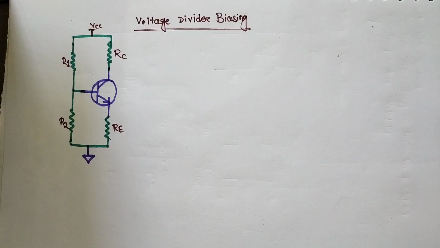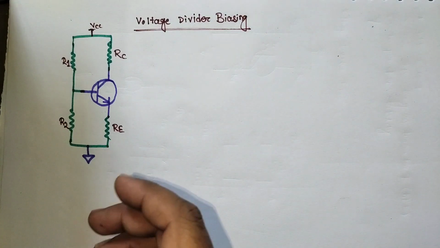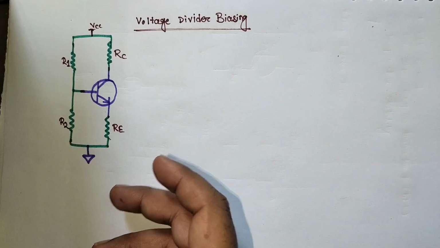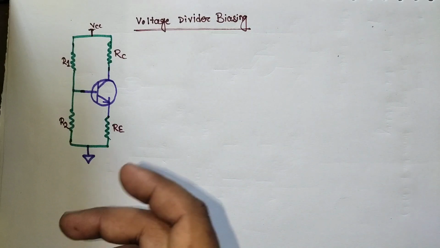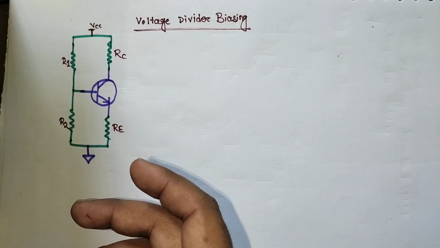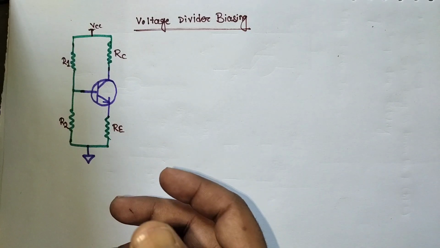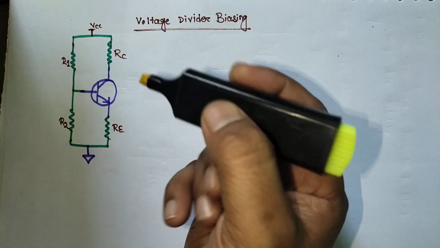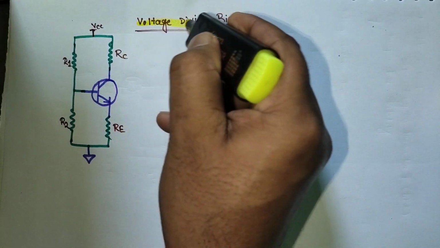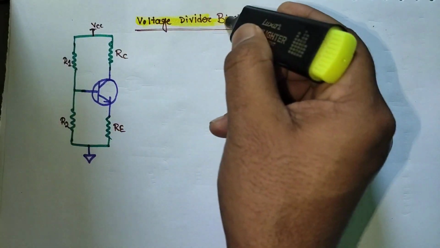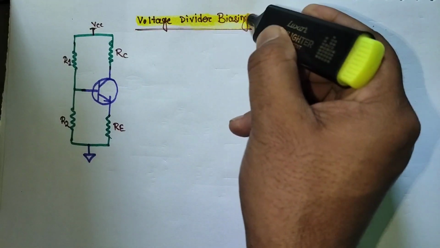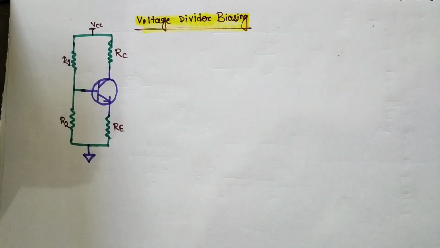In our previous video, we understood what biasing is, what the DC load line is, and how the Q point is decided, and why fixed bias is not suitable for a real circuit. So today we are going to discuss another biasing method, called voltage divider biasing.